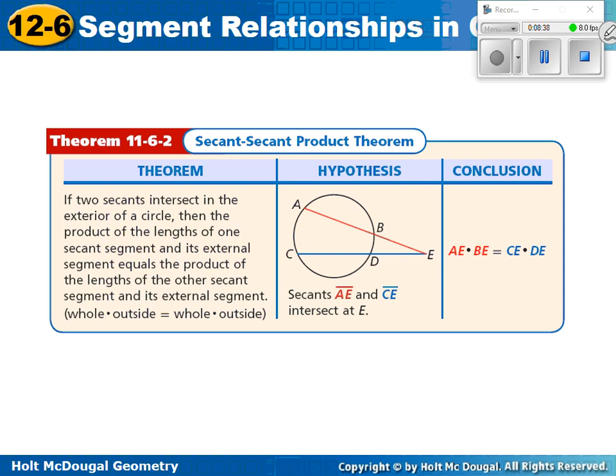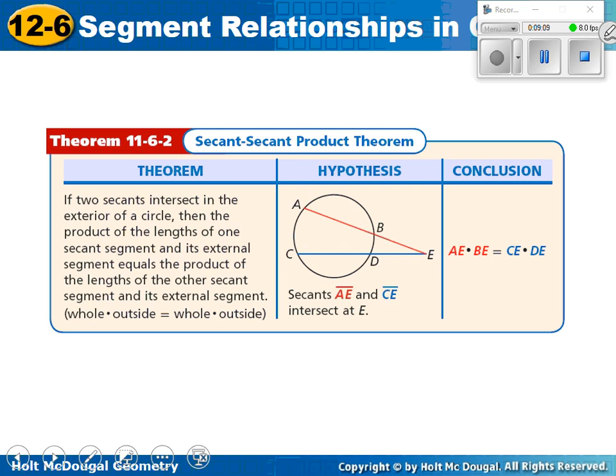Okay, so there's two main new formulas today. If they intersect inside, you just do part times part equals part times part. If they intersect outside the circle, it's the whole thing times the outer equals the whole thing times the outer. And in my other classes, we shortened this to whoa equals whoa. Whole times outer equals whole times outer. Okay? Any questions so far? All right, let's work some problems.